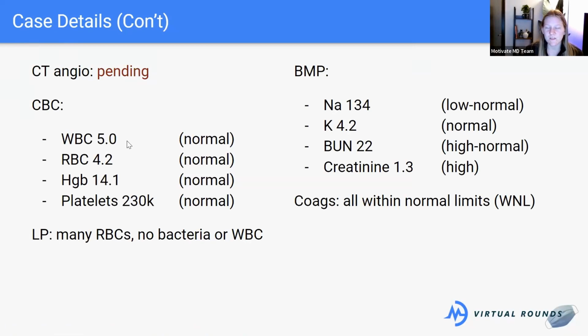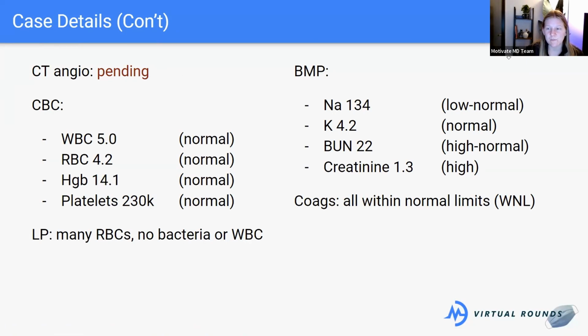So this is the rest of his results. The CT angio is pending. The CBC pretty much looks entirely normal. He does not have an elevated white blood cell count. Red cells and hemoglobin are normal, and his platelets are normal.